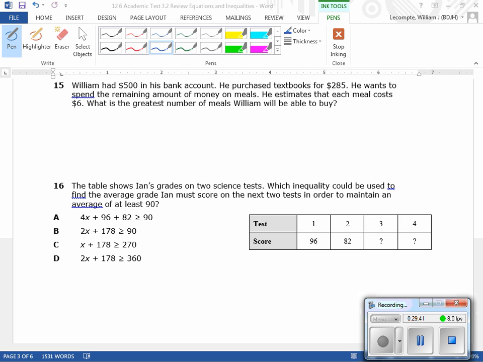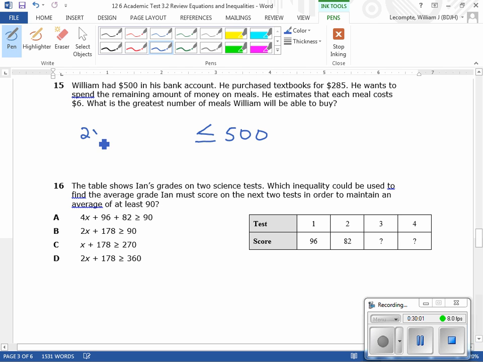So the greatest number, right? So it means he can only spend $500. And he has $285 plus $6 for each meal. All right, so if I subtract 285 from each side, this goes away, and this is 215 and 6x.